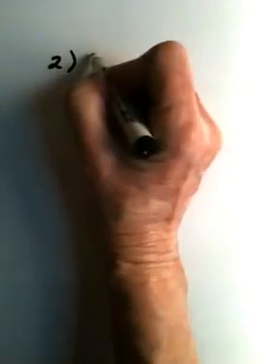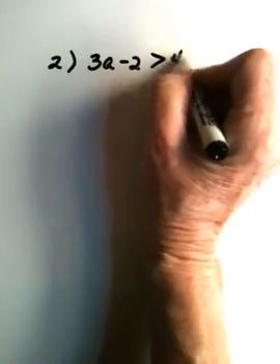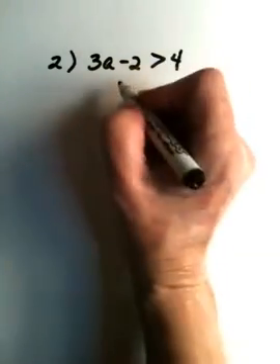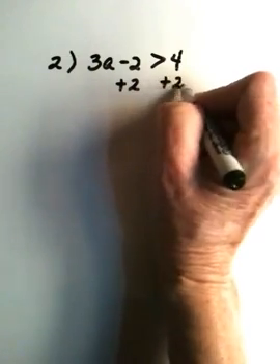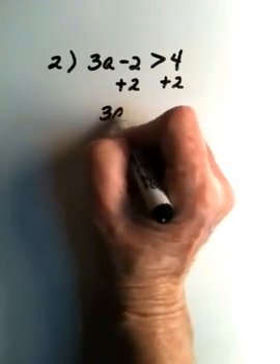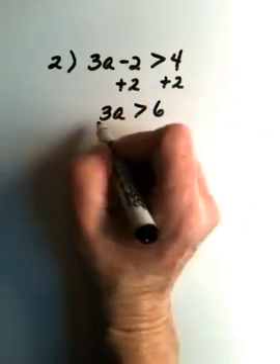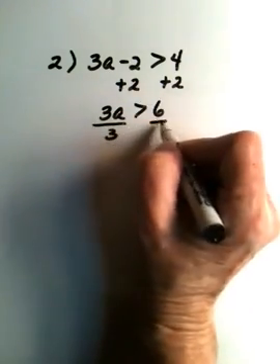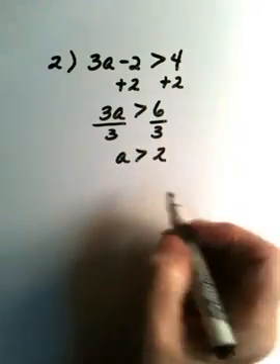We're going to solve 3a minus 2 is greater than 4. Again, we solve it exactly like we would solve an equation. We need to add 2 to both sides. We're left with 3a is greater than 6. We're going to have to divide by 3 to get a by itself. Therefore, a is greater than 2.